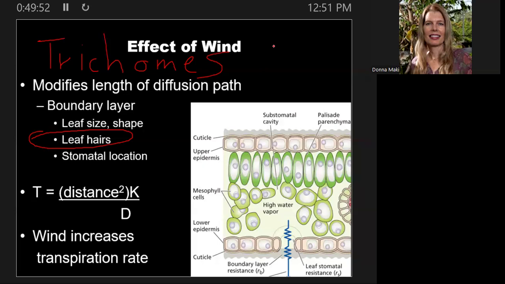And then we have to get into phloem translocation, how sugar moves through the plant body.